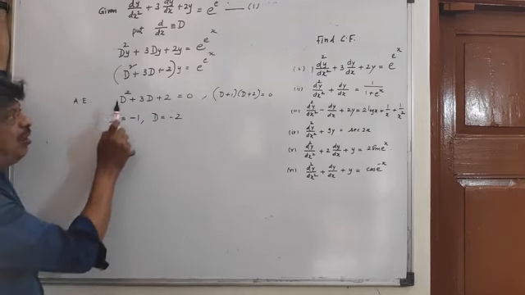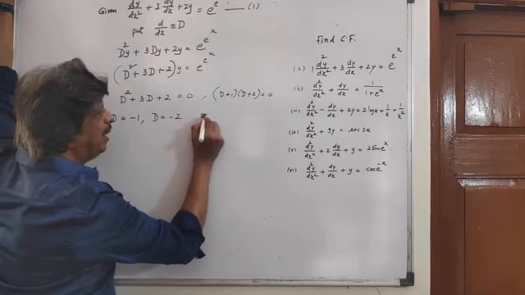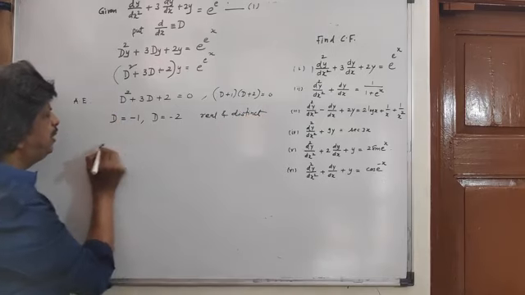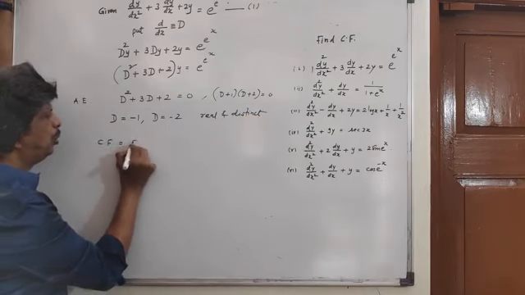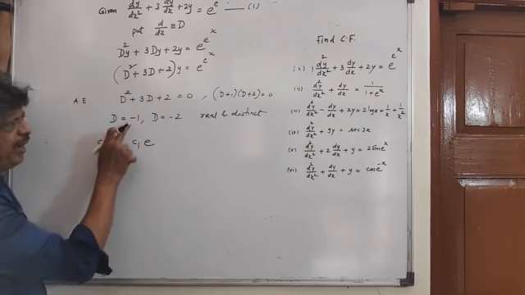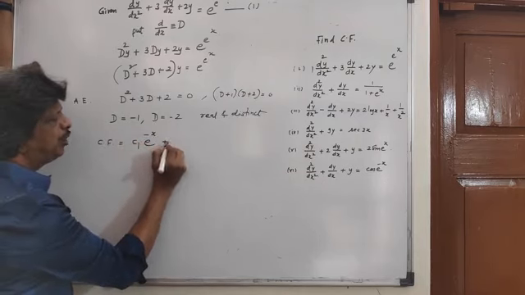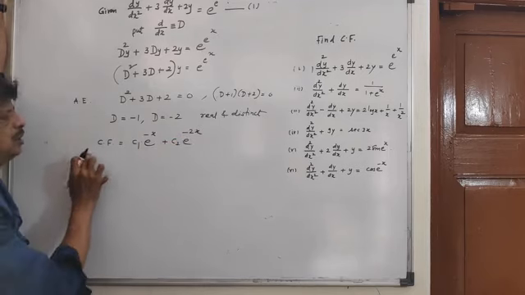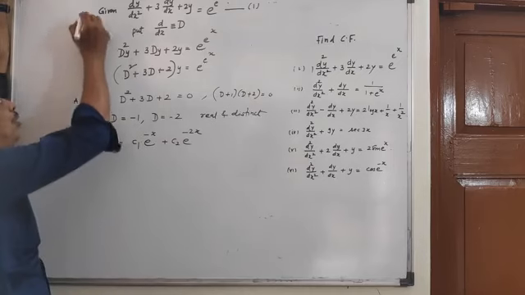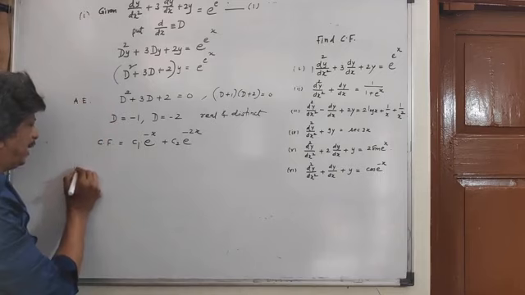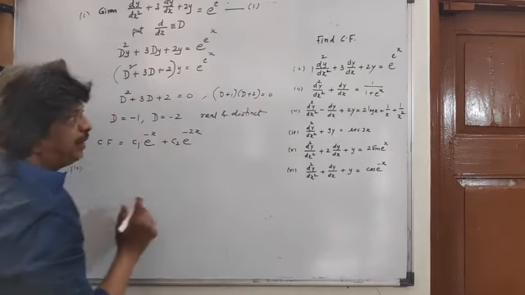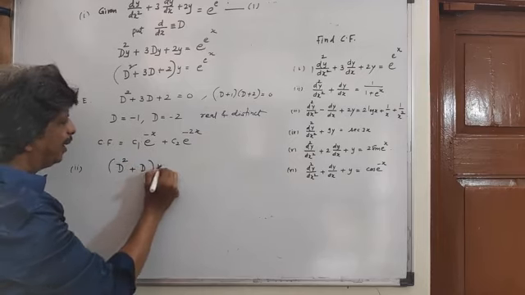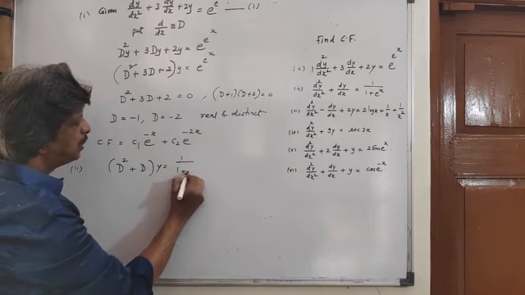If the roots of the given auxiliary equation are real and distinct, the CF would be C1 e to the power m1x, that is e to the power minus x, plus C2 e to the power m2x, that is e to the power minus 2x. So this is the complementary function. Now I would be solving the second equation. Directly I am writing the auxiliary equation, (D² + D)y = 1/(1 + e^x).